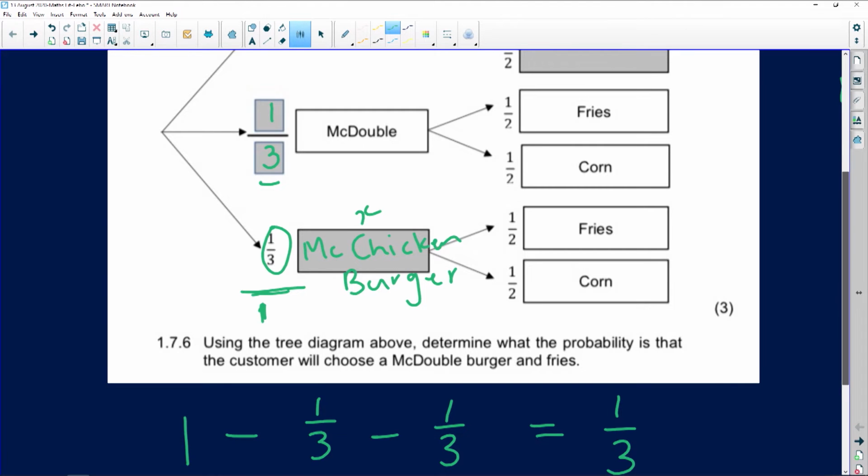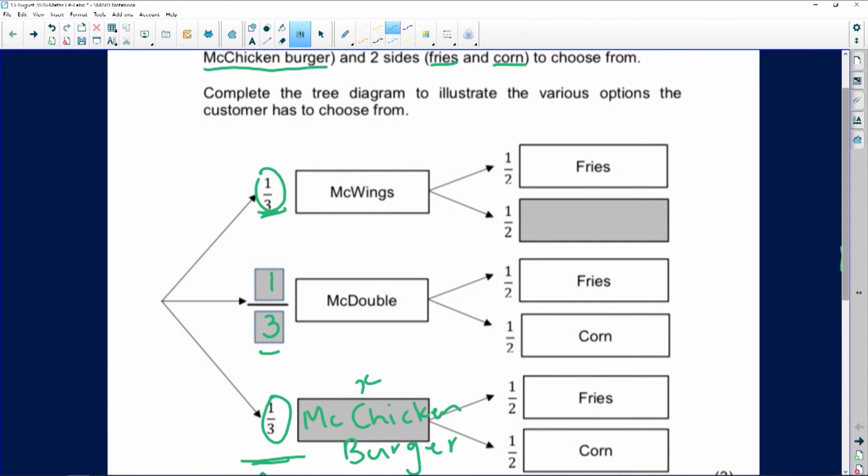What is the next thing that is missing over here? I'm just going to erase that little X over there. The next thing that's missing is this over here. I've been told that I've got 2 sides as an option, and the 2 sides go with every meal. So when I have the McWings, I must have my fries and I must have my corn. And when I have my McDouble, I must have my fries and my corn again. With my McChicken, I must have my fries and my corn again. In this particular case, the fries are already put in, so the missing one is the corn.